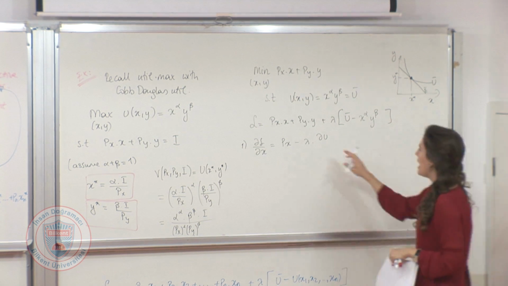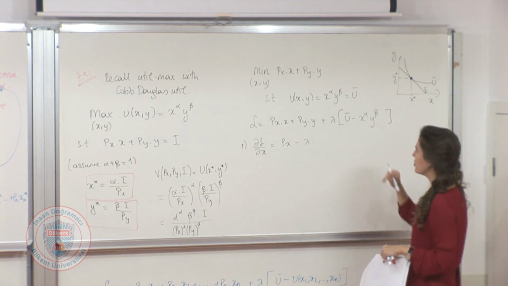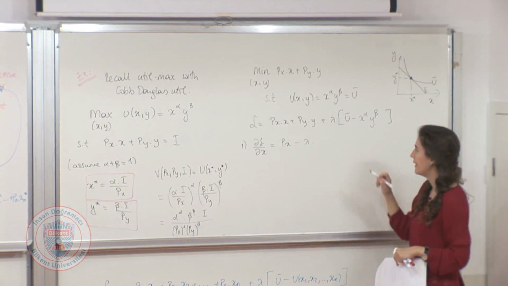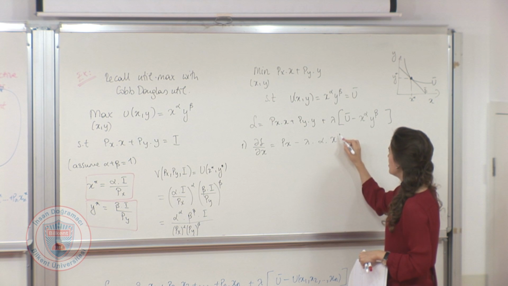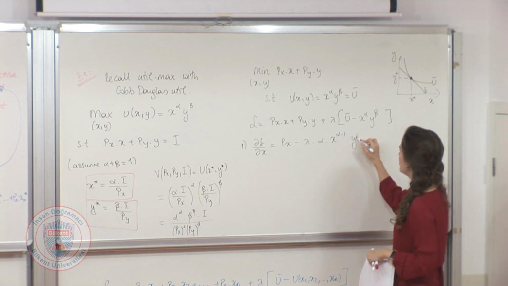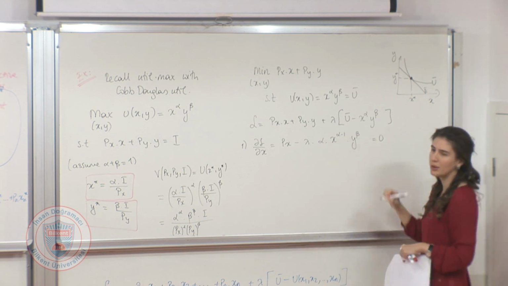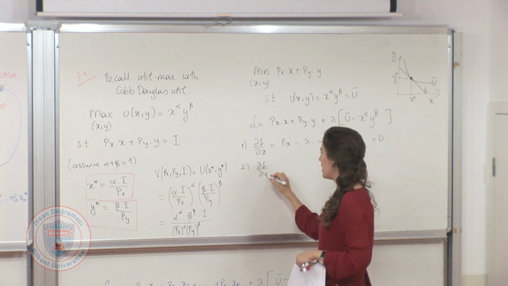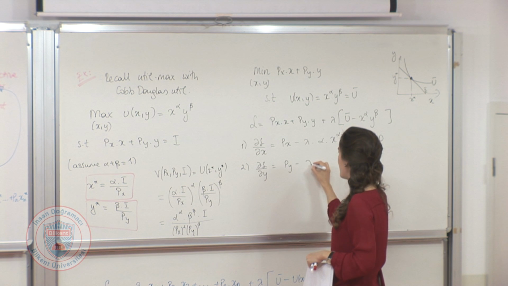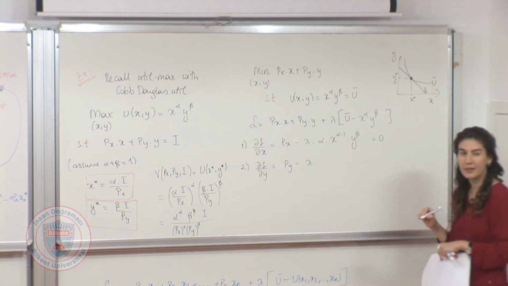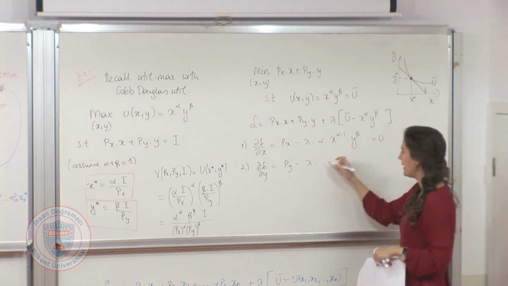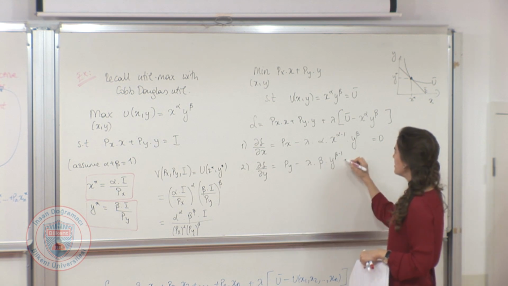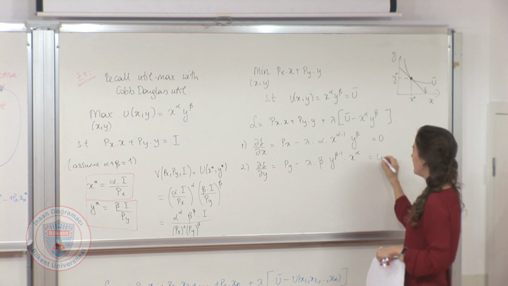So what is the derivative with respect to x? It is alpha times x to the power alpha minus 1, y to the power beta, which is equal to 0. And then my second condition, del L over del y, is py minus lambda times the derivative with respect to y, which is beta, y to the power beta minus 1, x to the power alpha, okay?